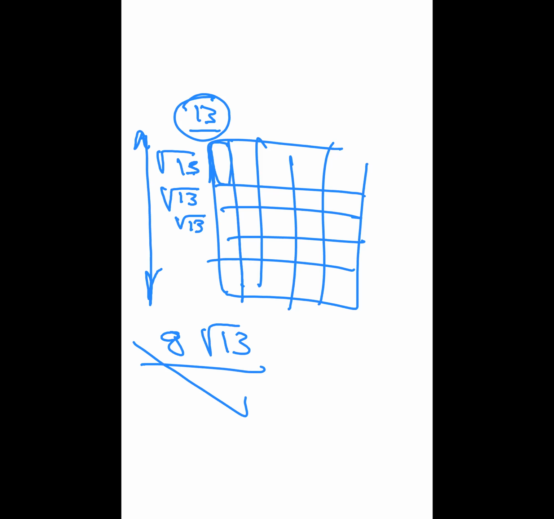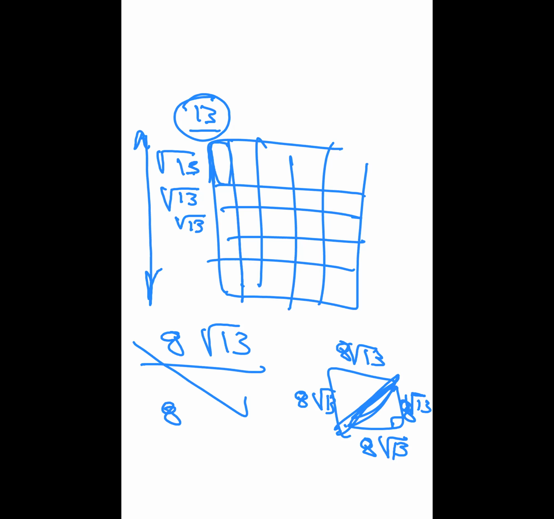Now, how to get the diagonal length. It's a square like this. Each side is 8 square root of 13, the whole length. Now this is the diagonal. Use Pythagoras theorem to get the diagonal. Diagonal squared will equal 8 square root of 13 squared plus 8 square root of 13 squared. Then it will equal a number, then get the square root of this number, so you will get the diagonal.